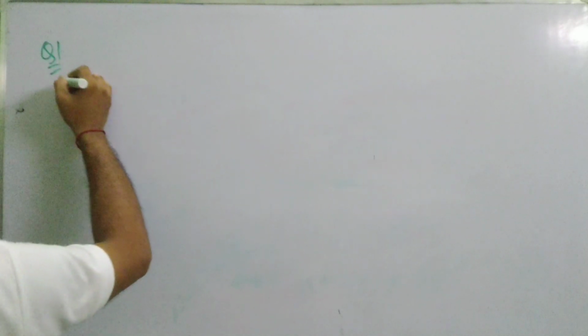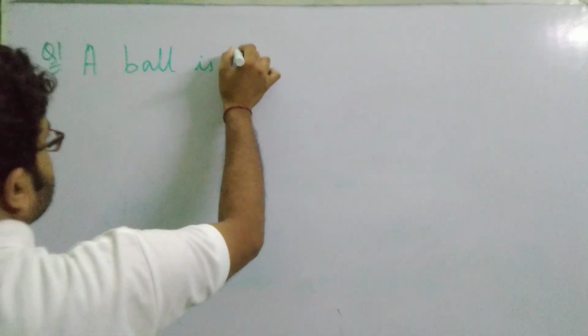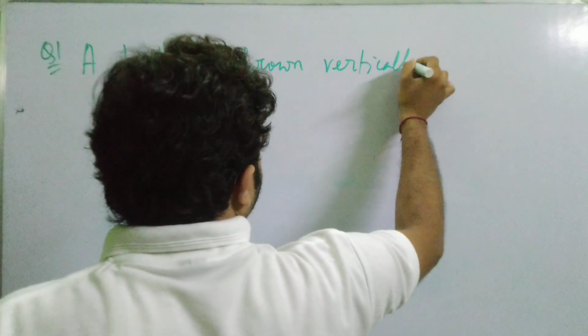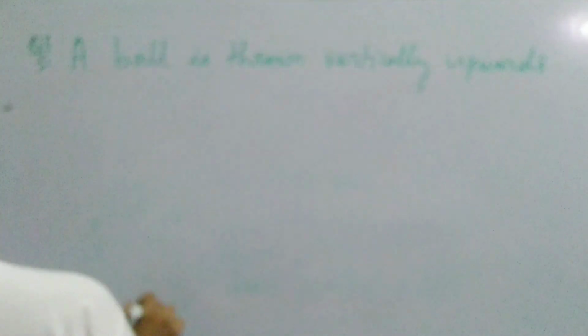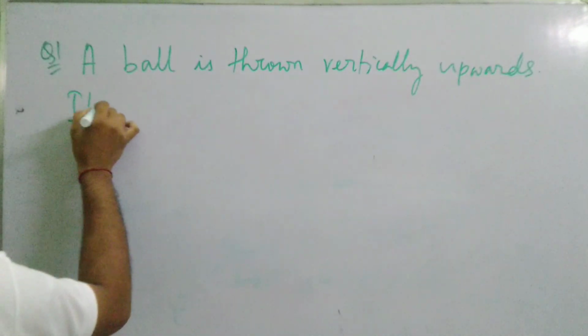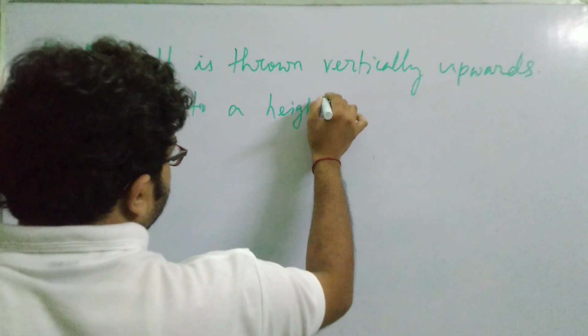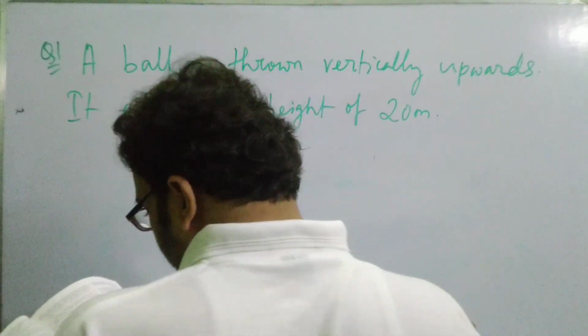Let us see what the question is saying. Question number 1 says something like this: a ball is thrown vertically upward. It goes to a height of 20 meters, and then returns to the ground.